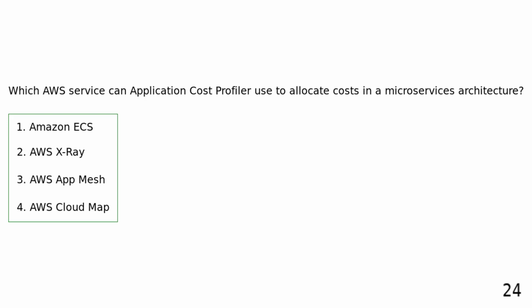Which AWS service can Application Cost Profiler use to allocate costs in a microservices architecture? Amazon ECS, AWS X-Ray, AWS App Mesh, AWS Cloud Map.